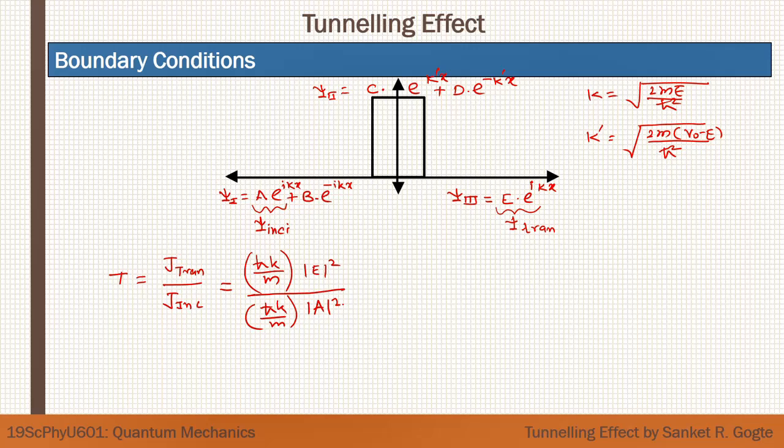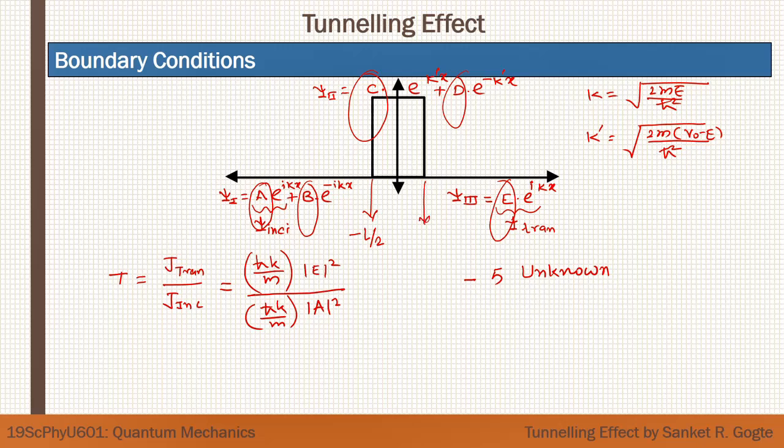So now here we see that we have five coefficients: A, B, C, D and E. So there are five unknowns. Each coefficient is unknown and therefore we have five unknowns. How many boundaries do we have in this equation? We have two boundaries. The first boundary is here at x is equal to minus L by 2 and the second boundary is here at x is equal to L by 2.